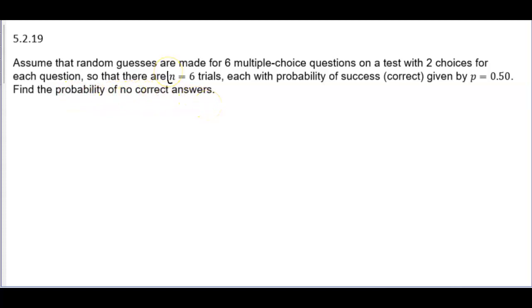Well, if you notice here, we already are given the value of n. So n is going to equal 6. We also have the probability, which is equal to 0.50. And we want to find the probability of no correct answers. So if we want the probability of no correct answers, then what we're looking for is the probability of when x is equal to 0, or exactly 0.